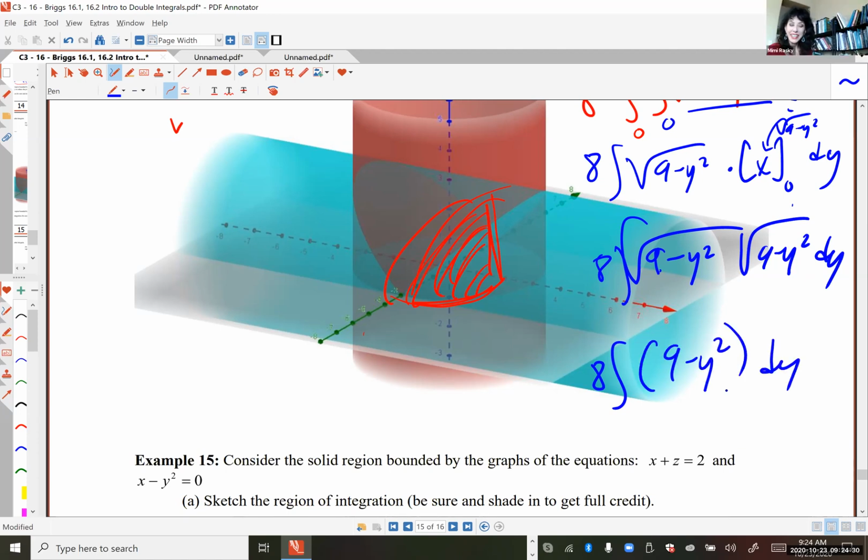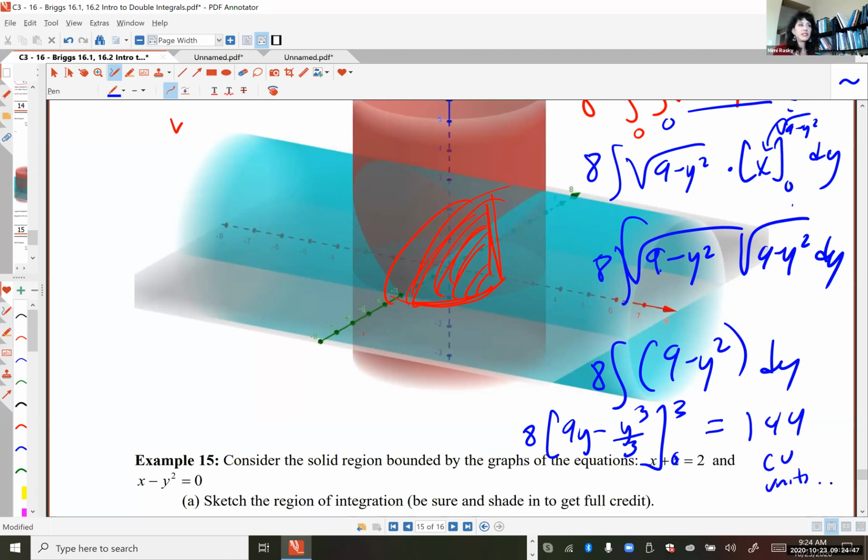And now I don't have any hard integration at all. I'm just going to go, oh, this is easy to integrate, for any calculus 1 student, from 0 to 3, and I get 144 cubic units for this solid, okay? And so what was the point of that?